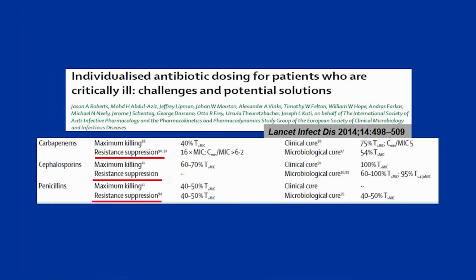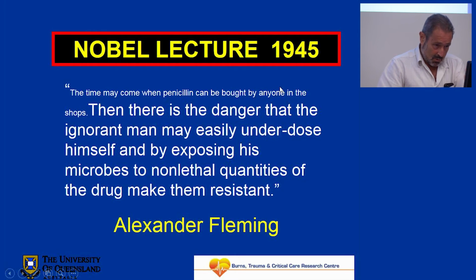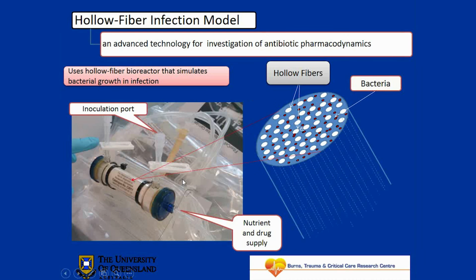In the last couple of minutes, I just want to talk about technology that we have at PACE, and I see some of the group running our hollow fiber laboratory are here. We're not geniuses. We were told by a genius, Fleming, in 1945, that there's a danger that the ignorant man may easily underdose himself by exposing microbes to non-lethal quantities of these drugs and they'll become resistant. So there's a hollow fiber, and I'll put this in perspective of MDR treatment in a second.